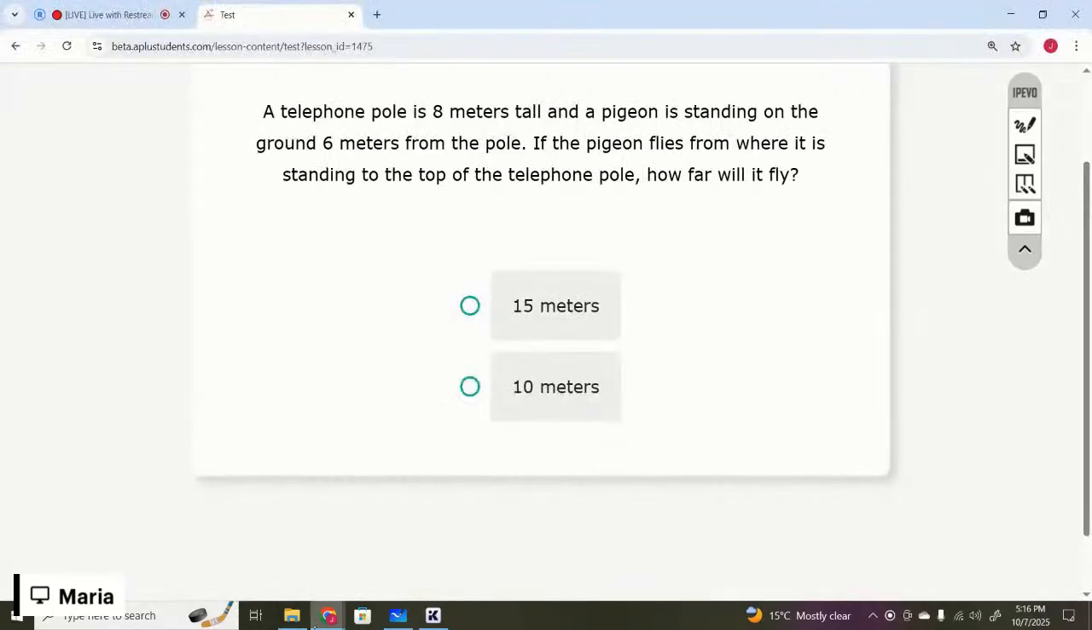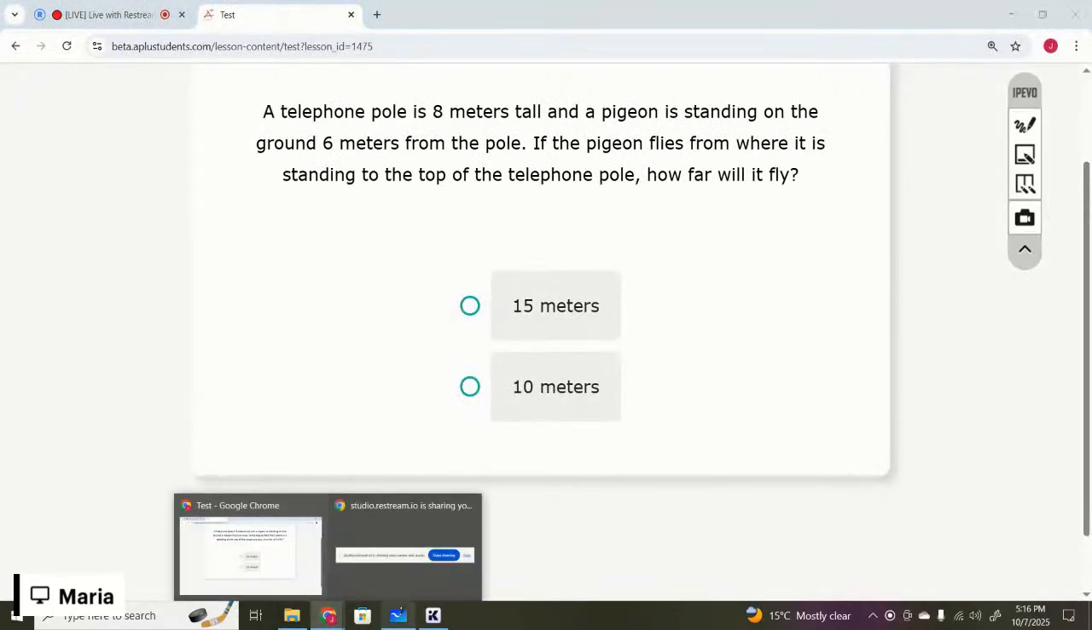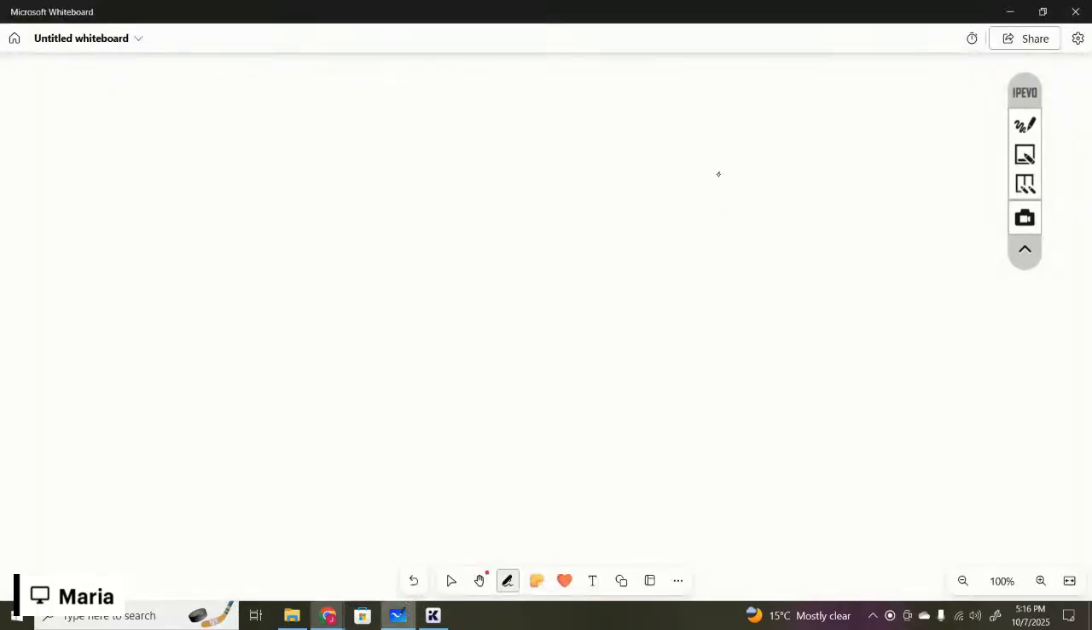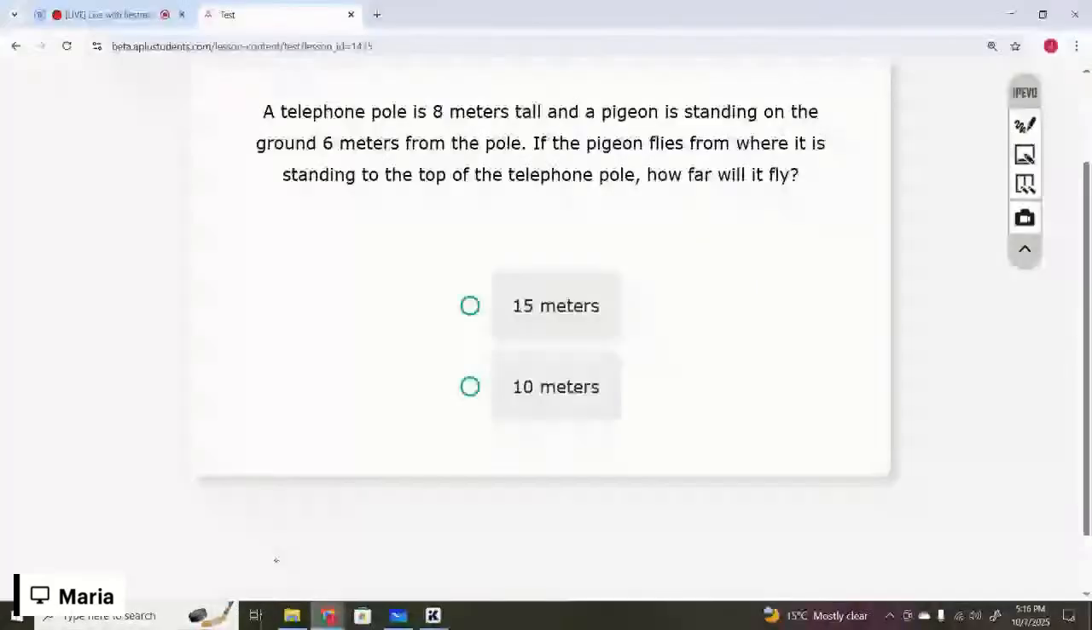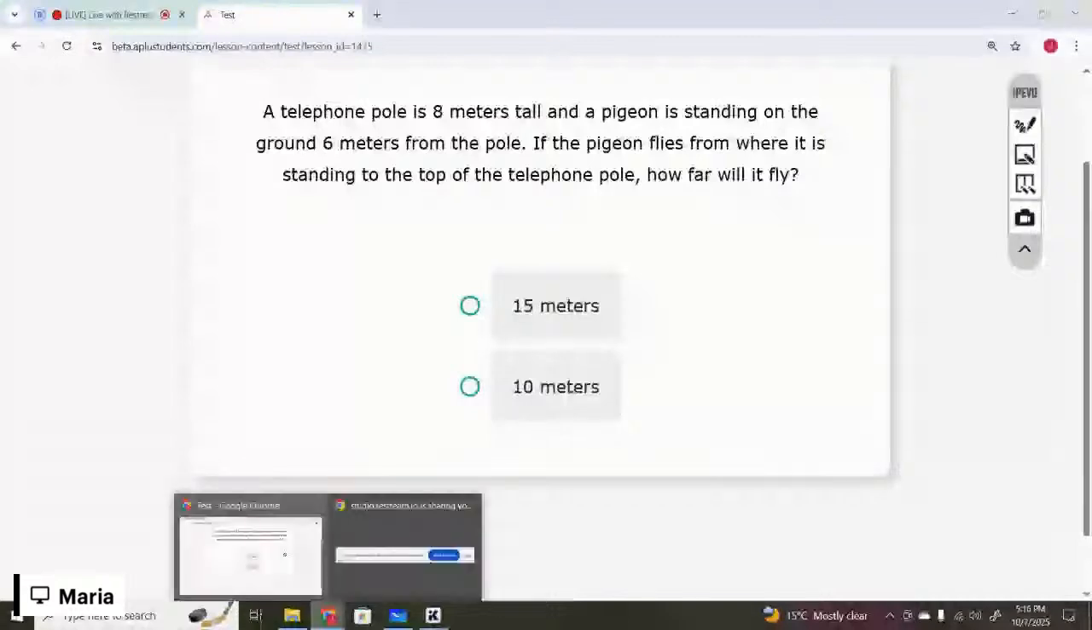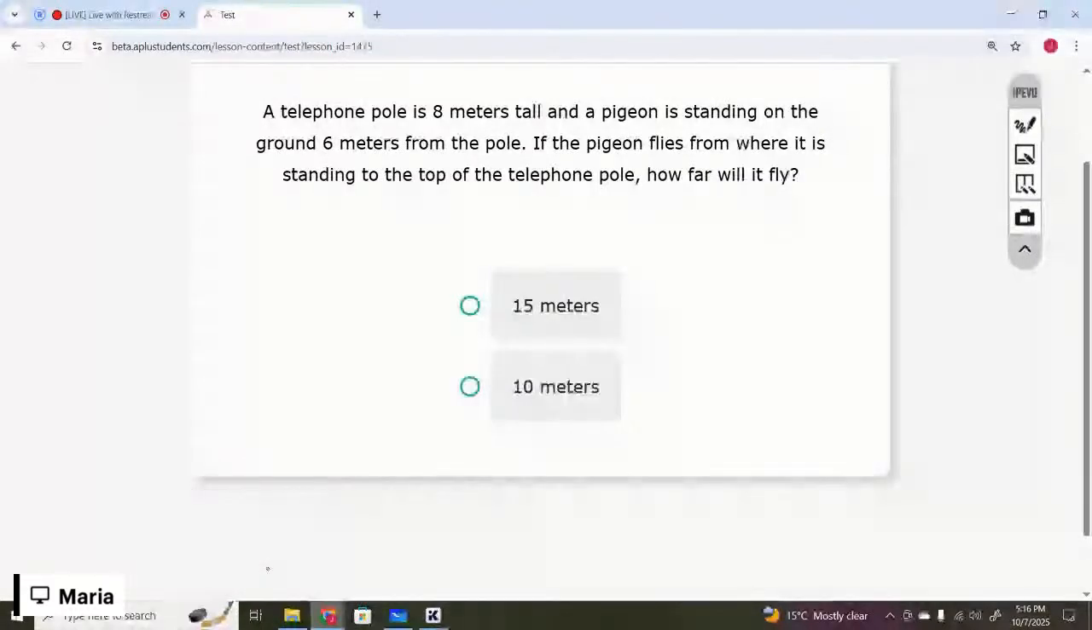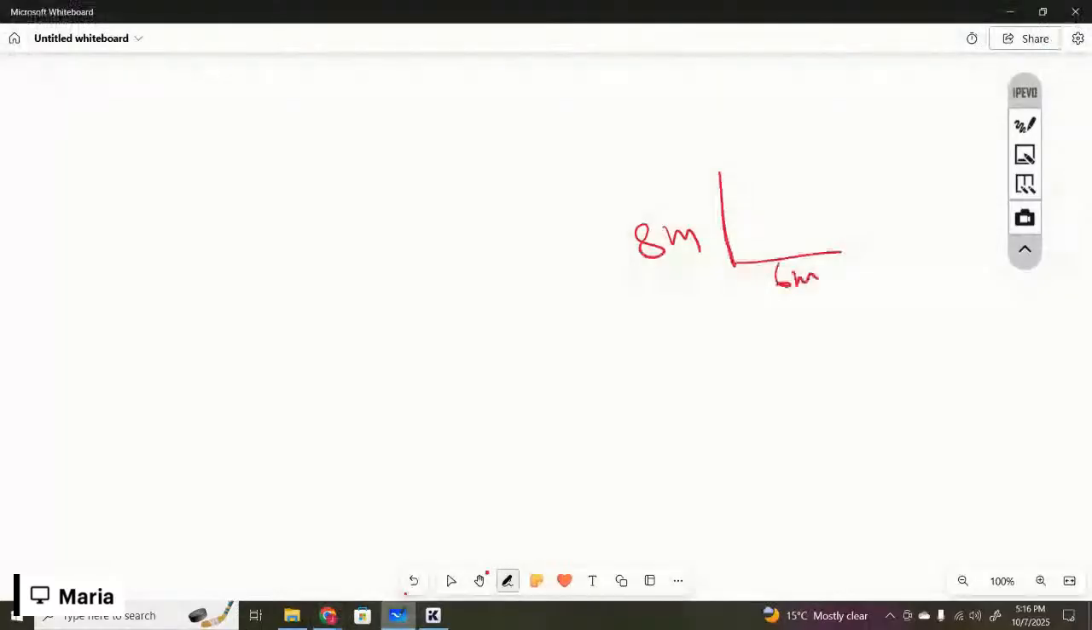The telephone pole is 8 meters tall and the pigeon is 6 meters from the pole. So you need to find the distance, that is again c. So we need to use the Pythagorean theorem. Which is the correct option?